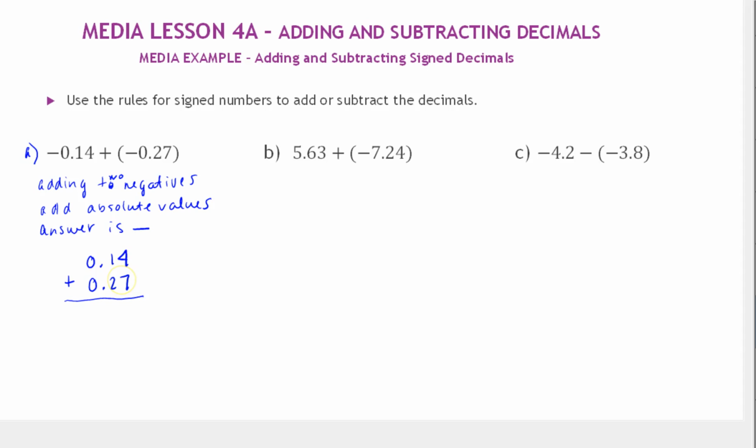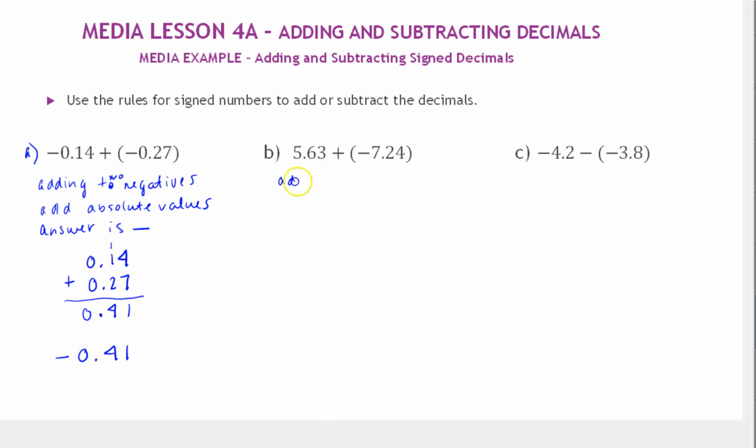So now I can add these numbers. I lined up the place value in the decimals. 4 plus 7 is 11. 2, 3, 4. Bring down the decimal, and we have 0. So our sum is going to be negative, because the original two numbers were negative, negative 0.41. Let's look at the next one.